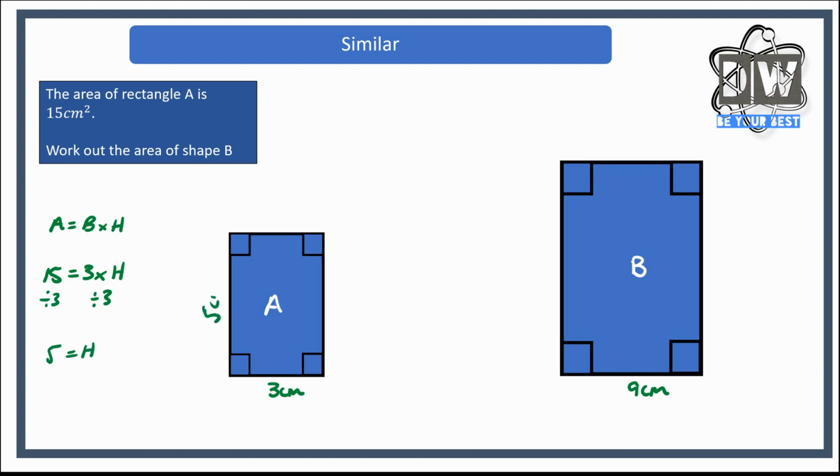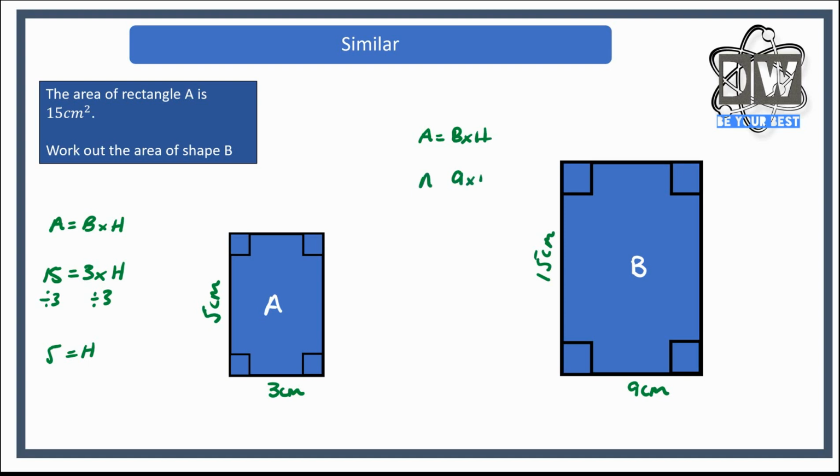Bang it down. How do we get from 3 to 9? We times it by 3. So let's times 5 by 3 to get to, you guessed it, 15. Then we're going to use the formula again. Area equals base times height. So area equals 9 times 15. Happy days. We're all good.